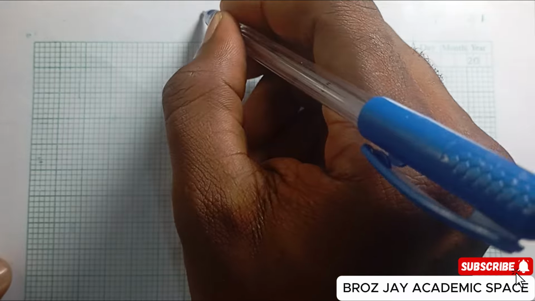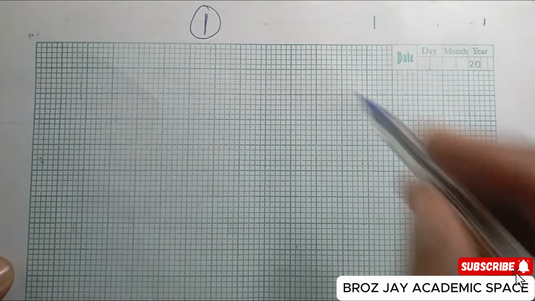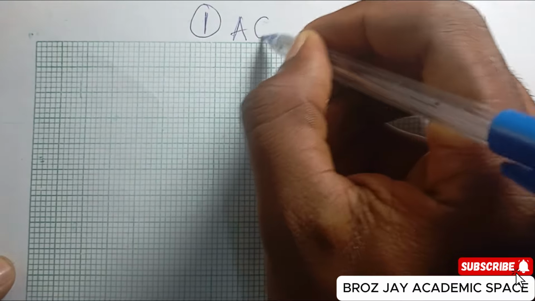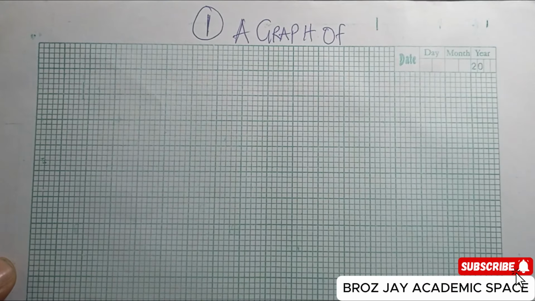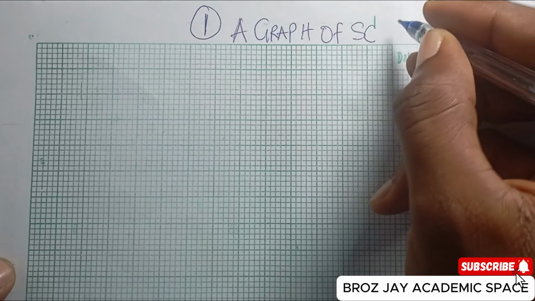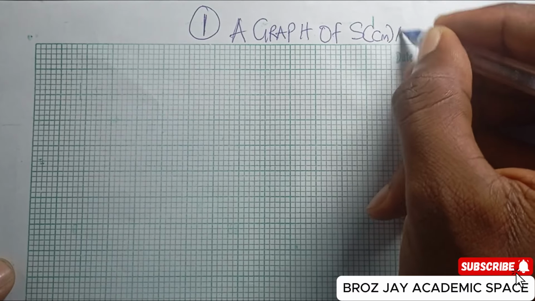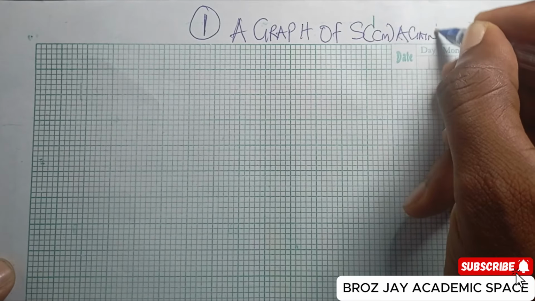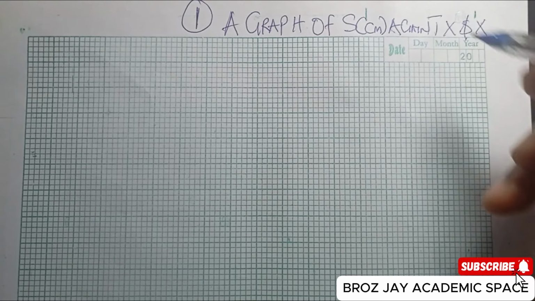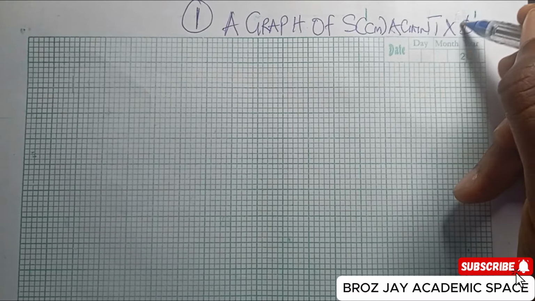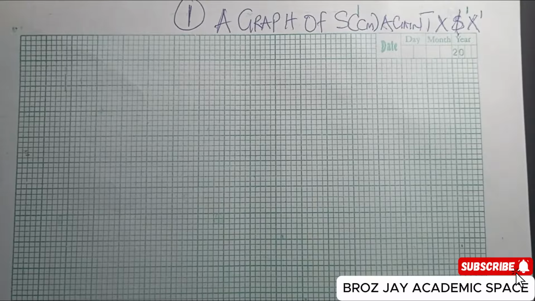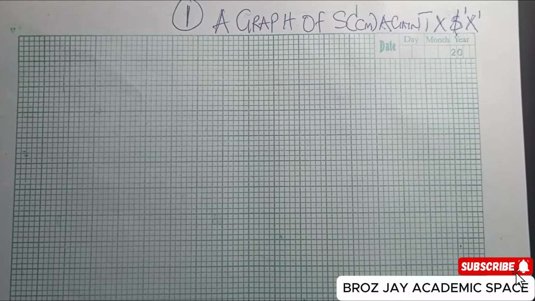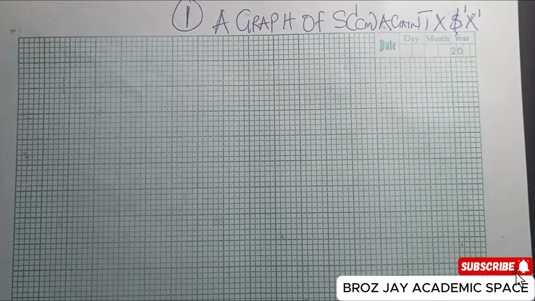Now, question 1. A graph of s in centimeters against x and x prime. Now, let's pick a perfect scale for this, looking at our table.